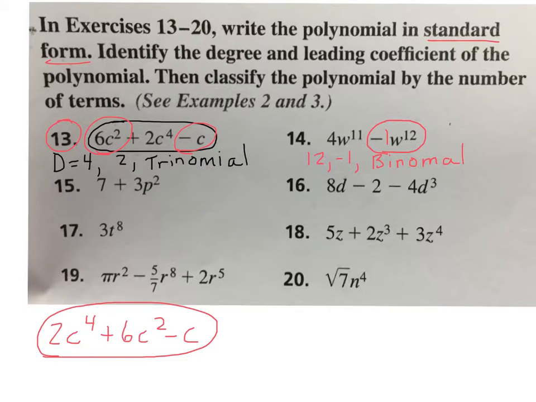And so on number 13, you need to tell the degree, the leading coefficient, classify it, and then write it in standard form, right? On 14, I told the degree of the whole binomial. I told the leading coefficient. I told that it was a binomial, and now I need to write it in standard form, which would be -1w to the 12 plus 4w to the 11. Right?